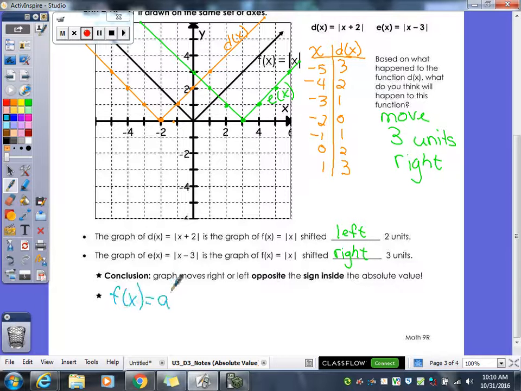So in our function notation, that would be a times absolute value of x minus b, plus your c. It's x minus b in there because, again, it makes you change the sign when you move. Or in our other function notation, if they want you to move left or right, they would actually put it in the parentheses with your x there.